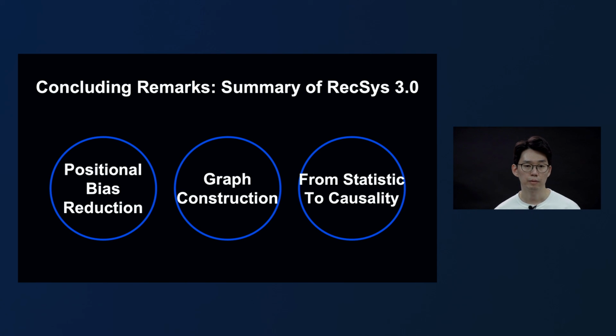That is all I have prepared for this talk. The important point in recommender system 3.0 is that data can be manipulated based on the ability to interpret big data. For example, positional bias removal, graph construction, and counterfactual evaluation.